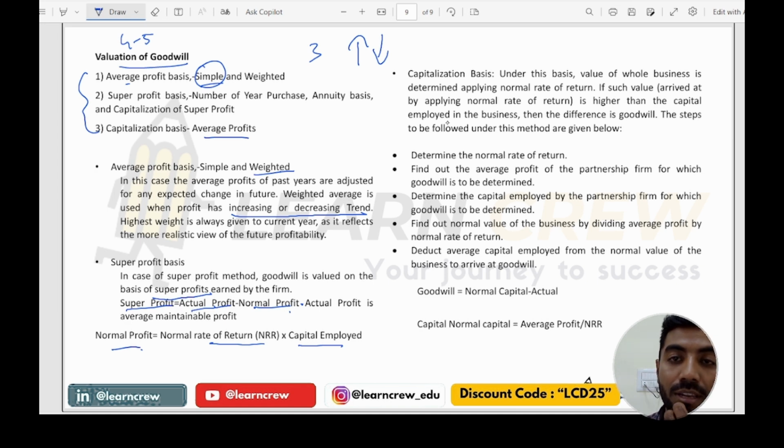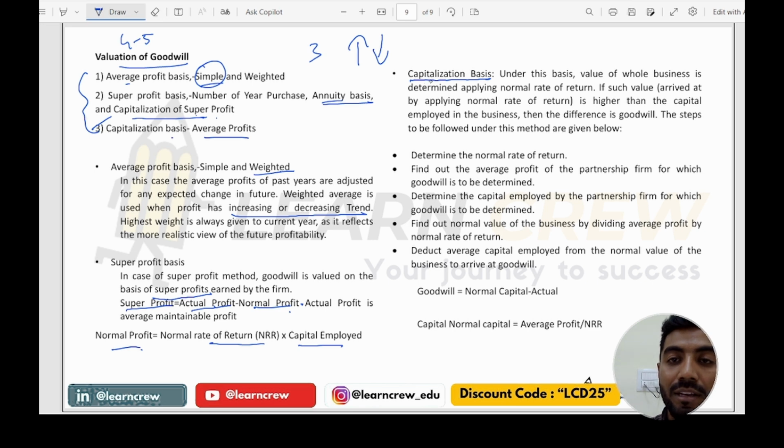Okay. Then coming to the capitalization basis. This is the third method. Here we have the capitalization basis based on average, and also the annuity basis and capitalization of super profit. From an exam point of view, this is not that important, so whatever I'm discussing here is more than sufficient. I'm not discussing the annuity basis and capitalization of super profit. If you want to read through it, it's there in the book. Just go through it, but I'm not discussing it.